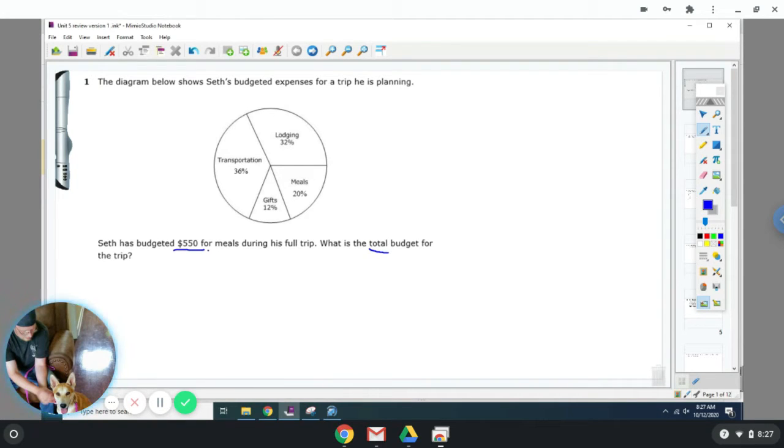So since we have the information for meals, we can look up here, and it says that he's budgeted 20% of his budget for meals, which is $550. So we're given the part and the percentage. What we're trying to do is find the whole. So the part is $550, but you don't know the whole, but you do know the percent is 20 over 100.